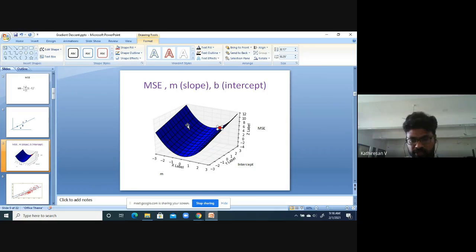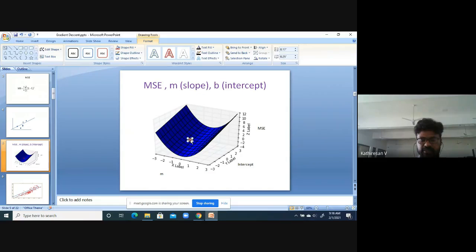In order to find the global minima, we are finding the MSE for various positions on the curve. So our intention is to find global minima. Once we find global minima in MSE, say for example, consider this particular point is the minimum one in MSE.